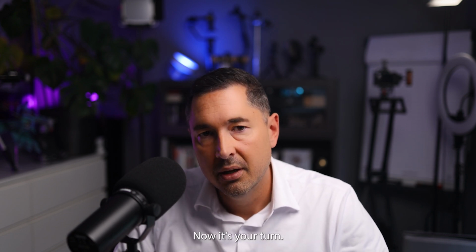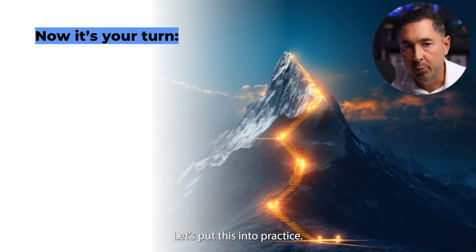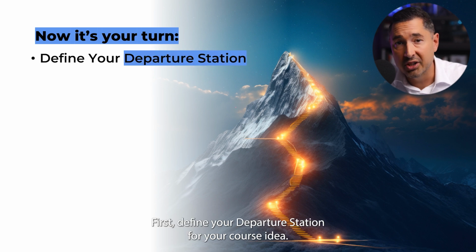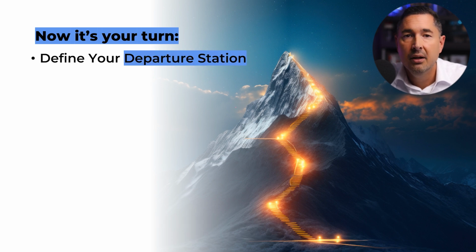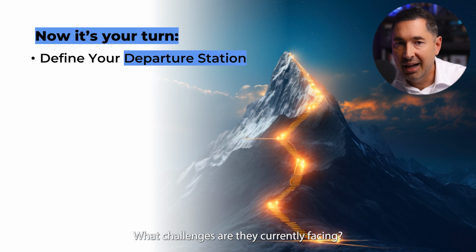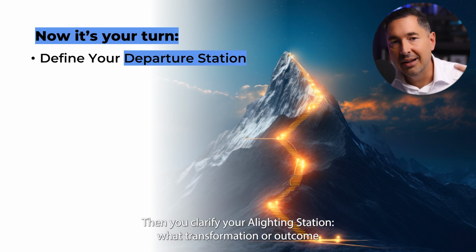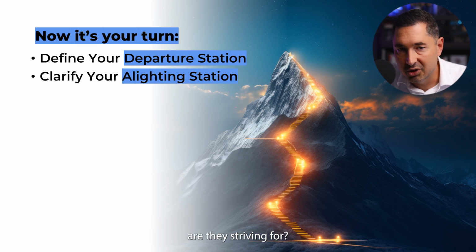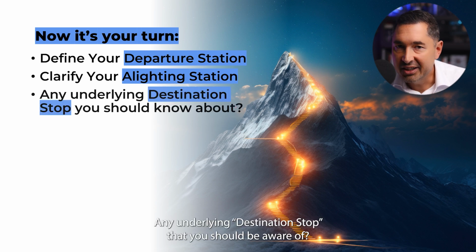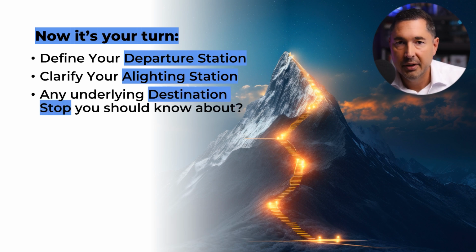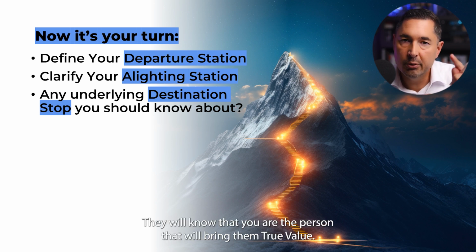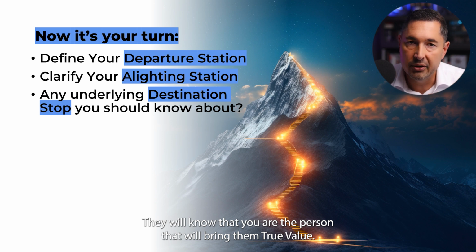Now it's your turn. Let's put this into practice. Here's your assignment. First, define your departure station for your course idea. Where are your students starting? What challenges are they currently facing? Then you clarify your alighting station. What transformation or outcome are they striving for? Any underlying destination stop that you should be aware of? If you get this step right, you will look directly into people's souls. They will know that you are the person that will bring them true value.